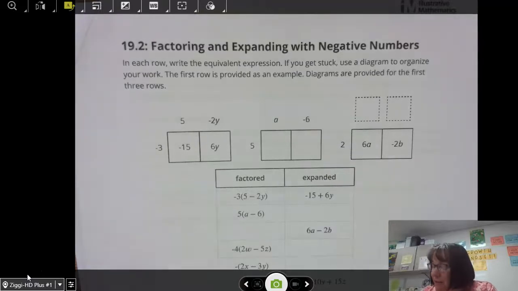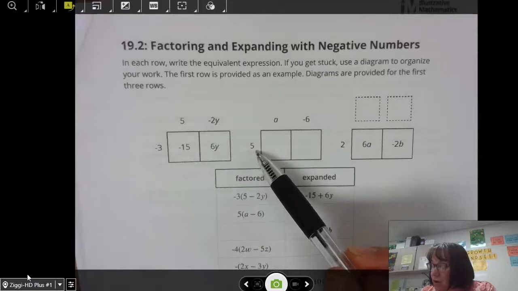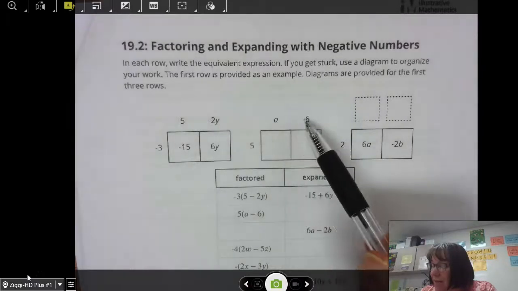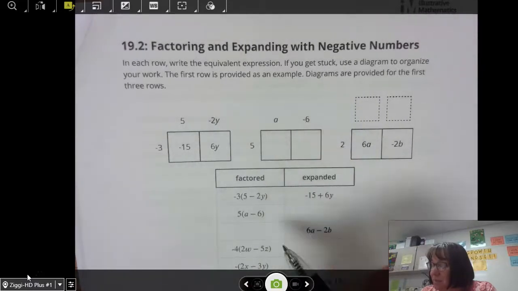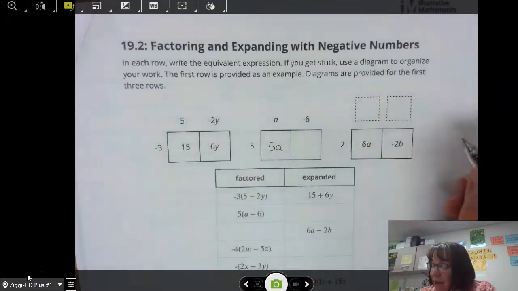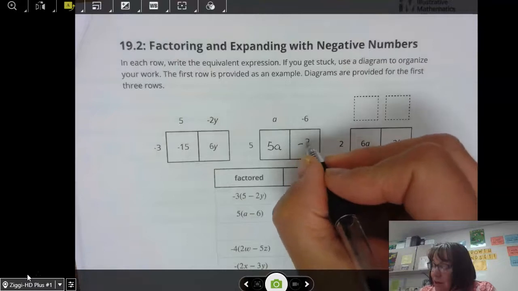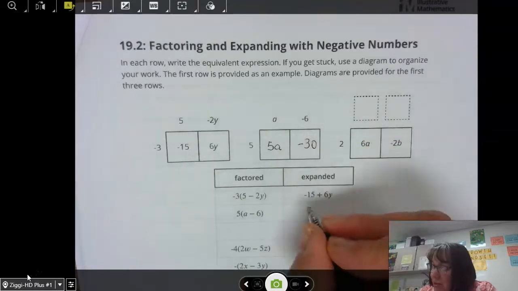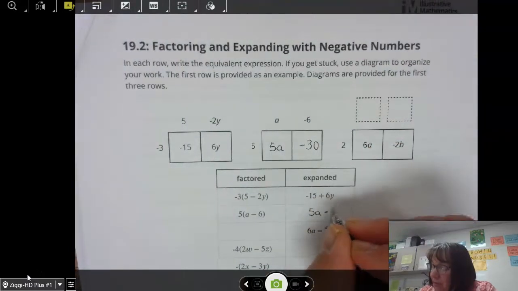So then doing the same for the second row, you would have 5 on the outside, and your 2 terms are a and -6. So when I expand, you would get 5a, and 5 times -6 is -30. So expanded, that would just be 5a minus 30.